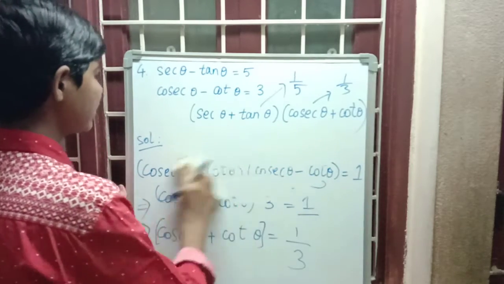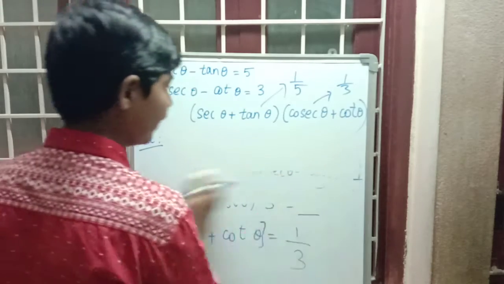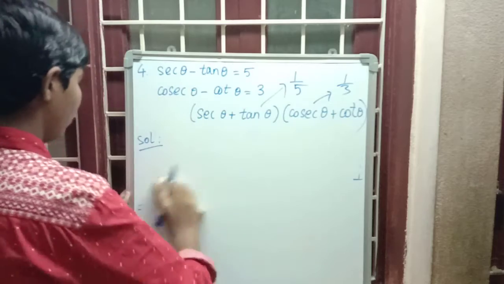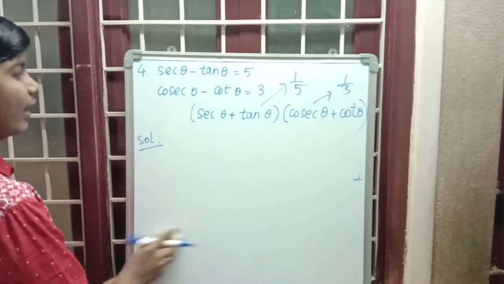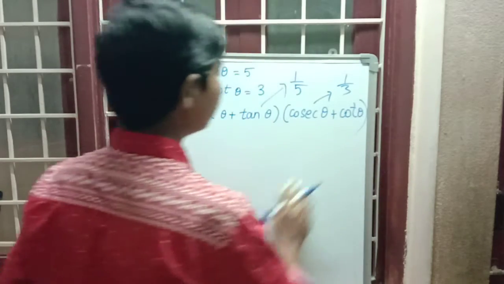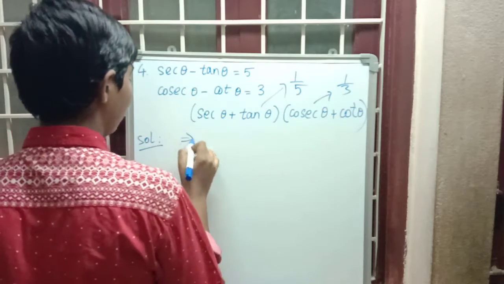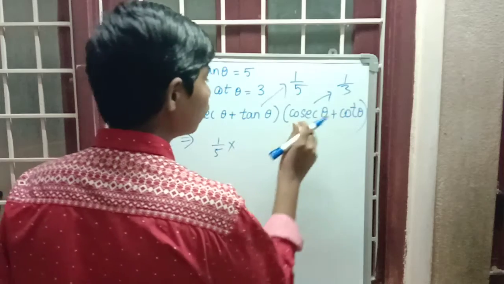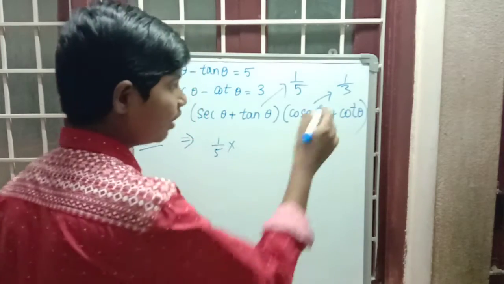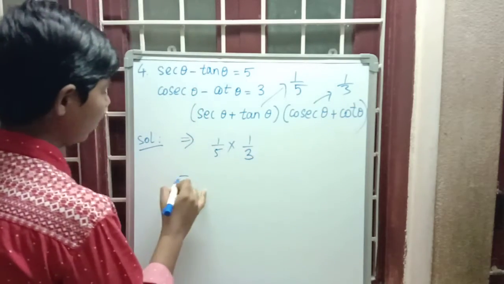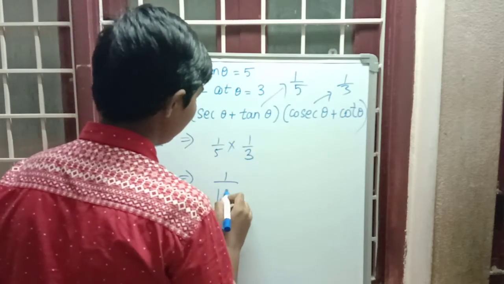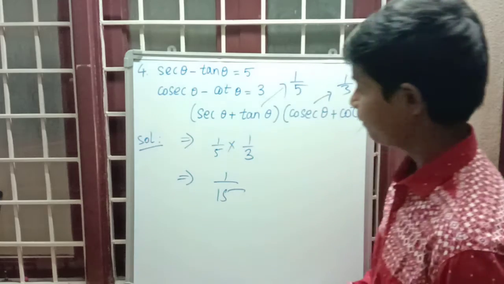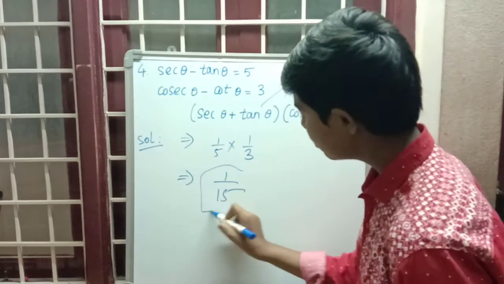Now what is the last, final step? We are doing the multiplication of secant theta plus tan theta into cosecant theta plus cot theta. Secant theta plus tan theta value is 1 by 5, into cosecant theta plus cot theta, whose value is 1 by 3. So what is the answer? 1 into 1 is 1, and 5 into 3 is 15. So your answer is 1 by 15. The final answer is this.